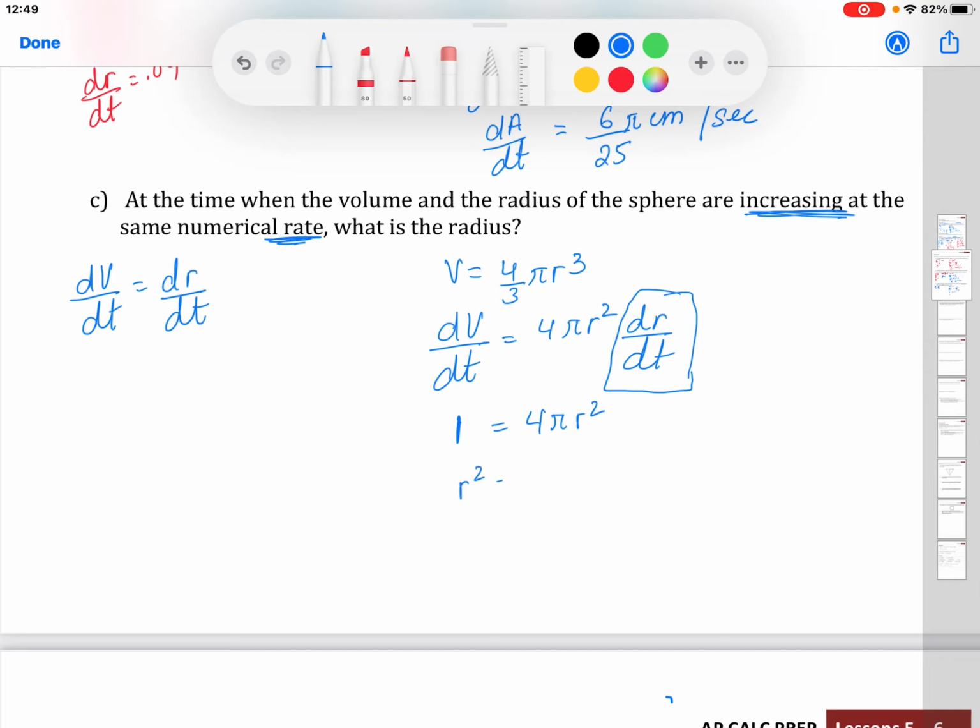So r square would be what? 1 over 4 pi. Take the square root. Radius is positive, so it'll be 1 over 2 root pi. And that's your radius. Okay? If you have any questions, please reach out to me. Finish out the remaining questions, and good luck, guys.